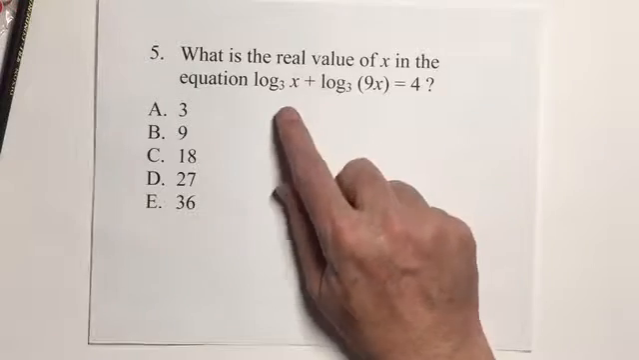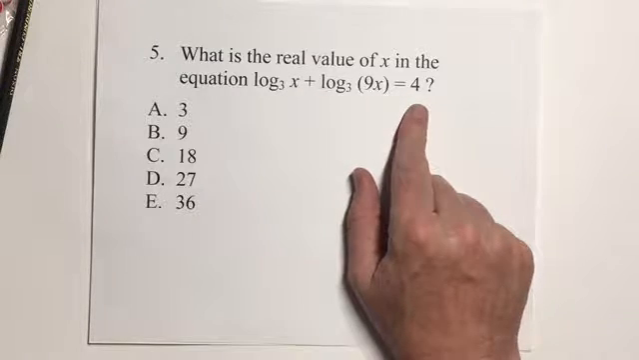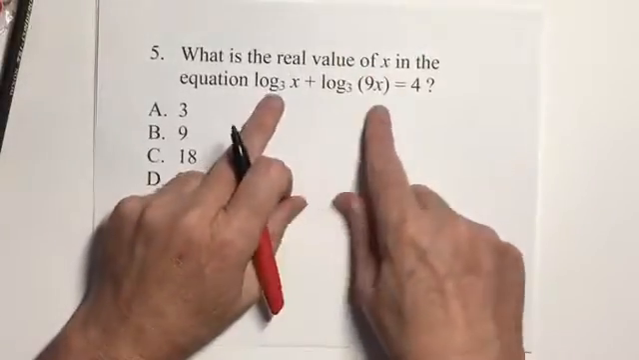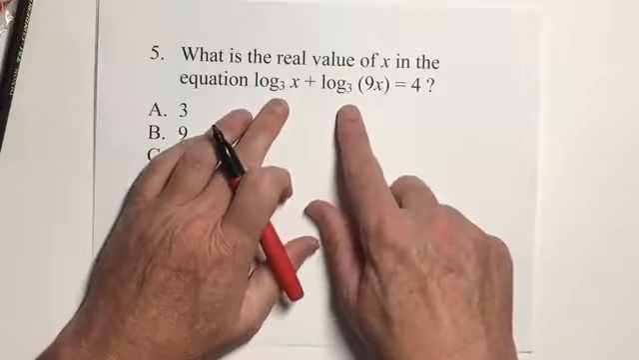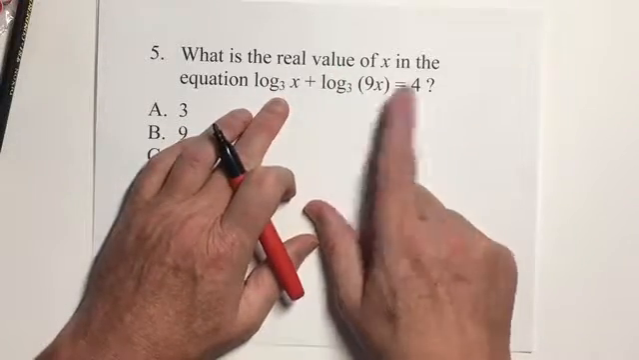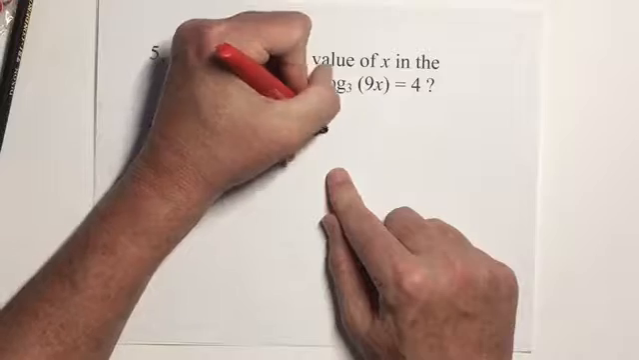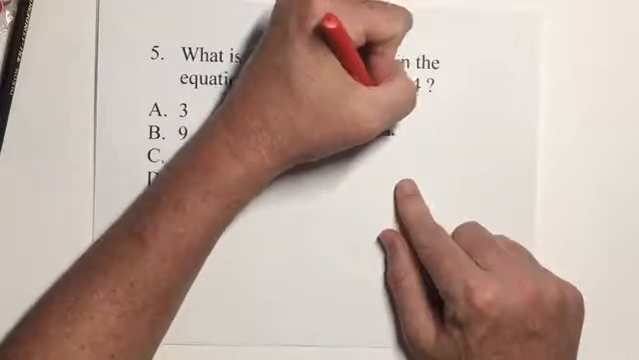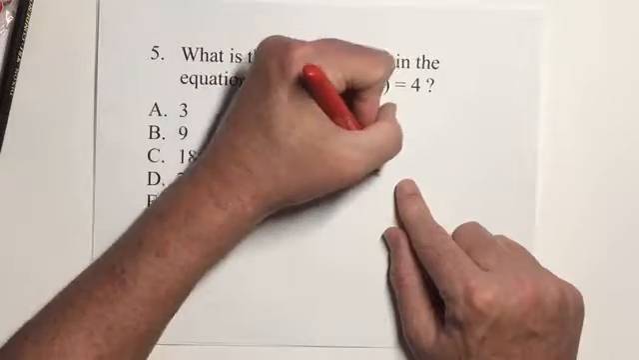All right, what is the real value of x in the equation log base 3 of x plus log base 3 of 9x equals 4? Wonderful. Well, just as we split the logs apart here, in this case, I can combine those 2 logs. All of these rules we just looked at are dependent upon the bases being the same. Since these are both log base 3, we can do this no problem. So I can rewrite these 2 as 1 log base 3 of x times 9x, which is the log base 3 of 9x squared, and we know that that equals 4.